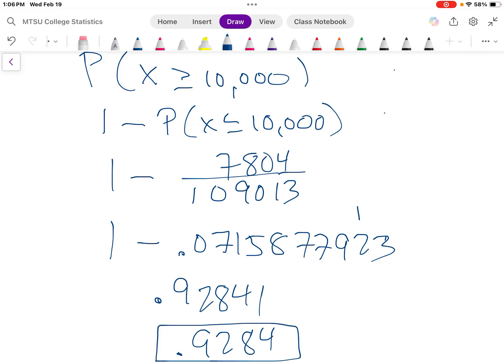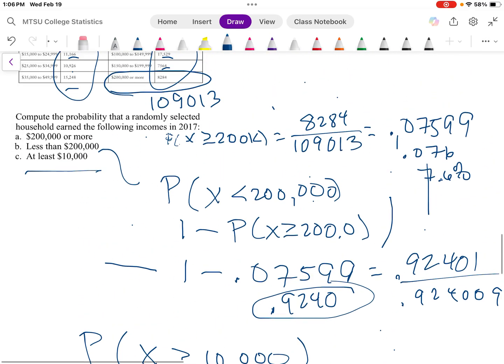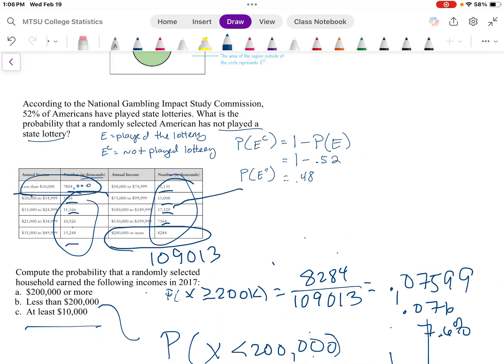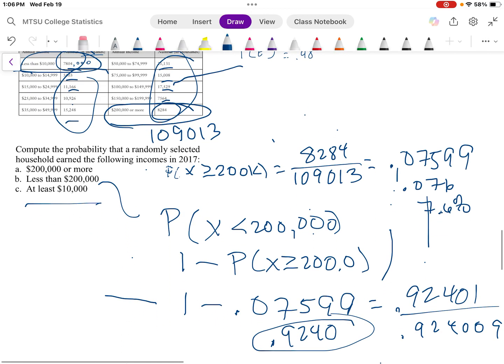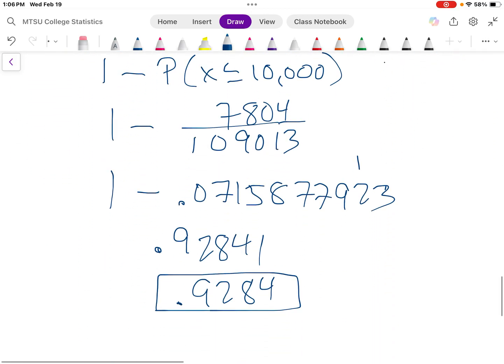That's just because there were almost similar numbers in those two categories. You know, there's not much difference between 7804 or 7,804,000 and 8,284,000. So there's about a 400,000 difference there. So that's why our percentages should be close on those two answers. So again, the complement rule helps when you have to add up multiple things together. Sometimes it's easier to do 1 minus that event not happening. That's what's nice to do.